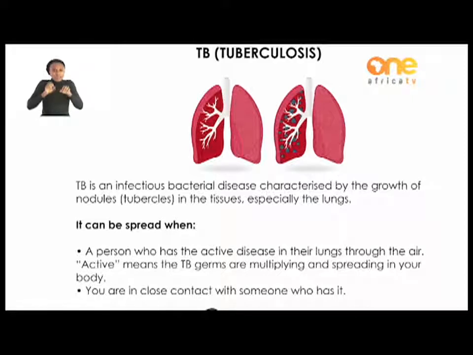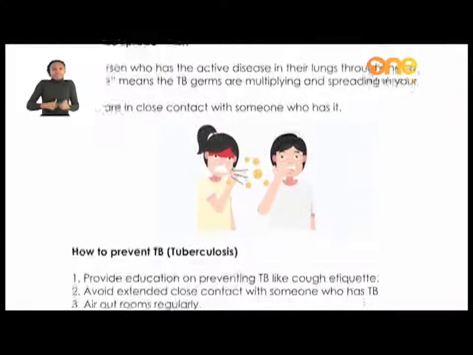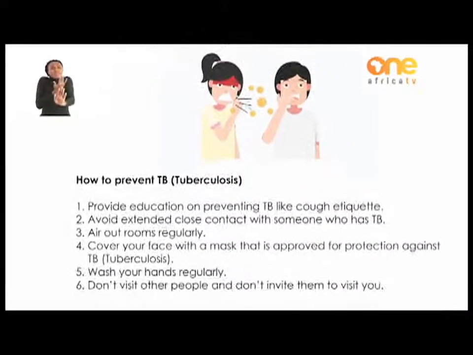How is TB or tuberculosis spread? It says it can be spread when a person who has the active disease in their lungs coughs through the air. Active means the TB germs are multiplying and spreading in your body. Or it can also be spread when you are in close contact with someone who has the disease. So how do we prevent getting TB?